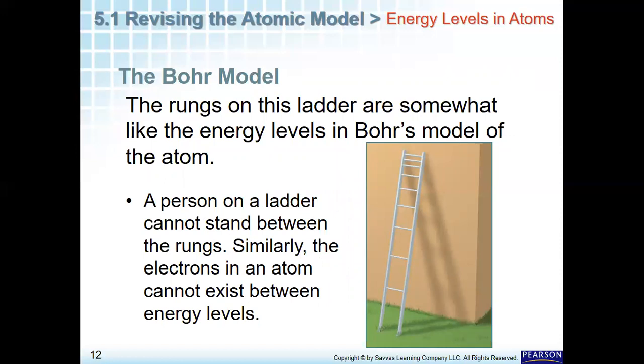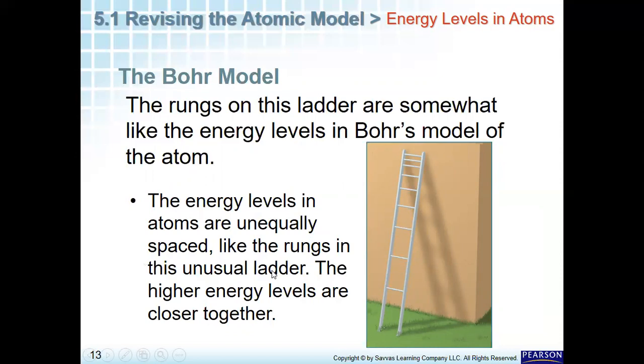The rungs on this ladder are somewhat like the energy levels in Bohr's model of the atom. A person on the ladder cannot stand between the rungs. Similarly, the electrons in the atom cannot exist in the space between levels, as you can see with the arrow, because it's prohibited. But you can be here as an electron in this level, or move to that level, or to that level. You have to be on the rungs, not between them.